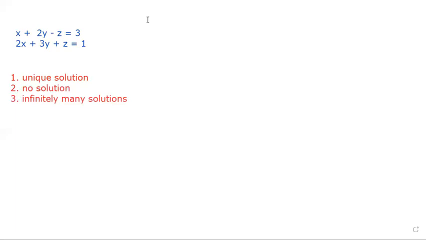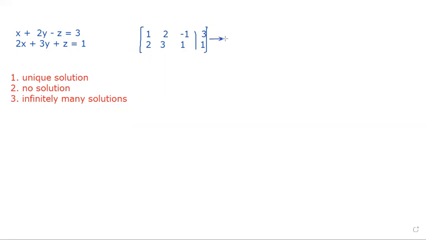So the first thing I want us to do, let's look at this system. We have x plus 2y minus z is equal to 3. 2x plus 3y plus z is equal to 1. We want to solve this system. So the first thing we want to do, of course, is write the augmented matrix. Once we draw our augmented matrix, we still have the same goal to get row echelon form. In this case, we won't have that many steps to get row echelon form.